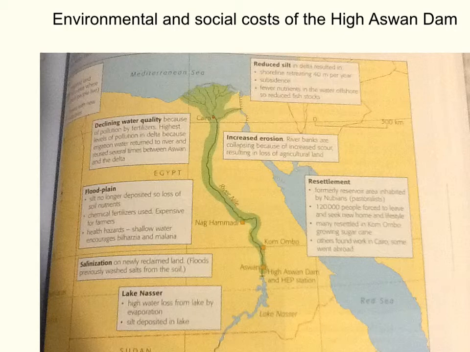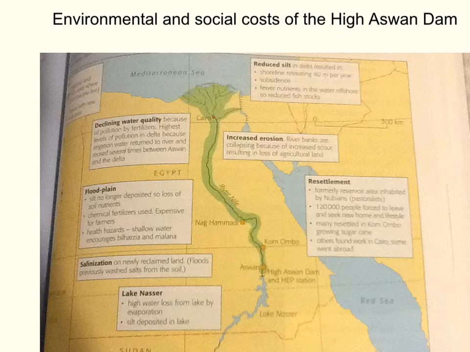The first one is a decline in water quality. Because of pollution by fertilisers which are used to increase crop yield and to kill pests, high levels of pollution in the delta have resulted, because irrigated water returns to the river and is reused several times between Aswan and the delta. This can lead to increased eutrophication.